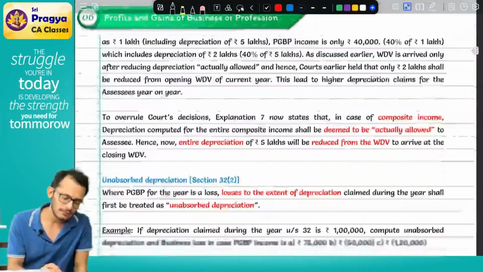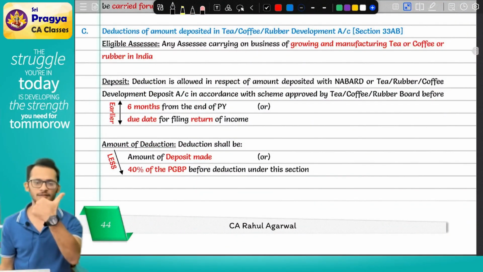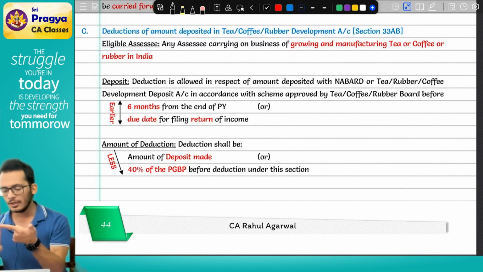Yes, we have now completed what is depreciation. Quickly revising depreciation: you should be the owner, you should put the asset to use, and you should not claim depreciation on land and goodwill.